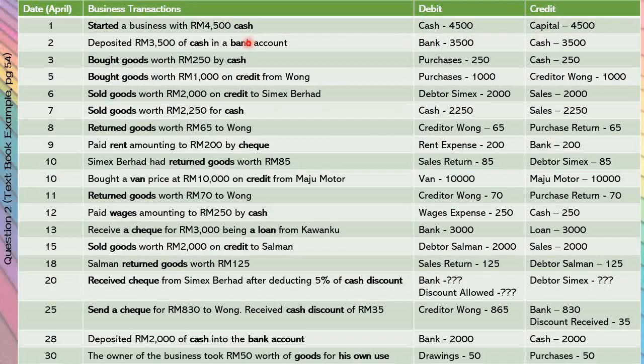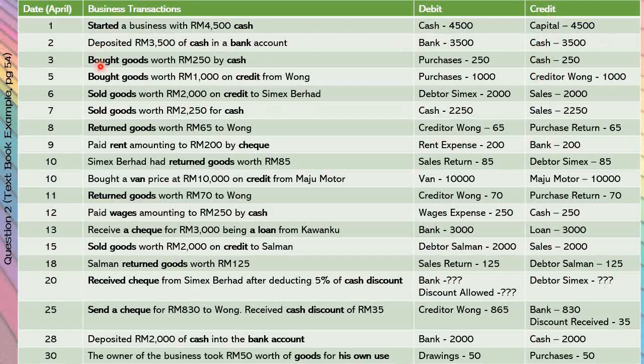They will act as your guideline when you do your ledger later on. Okay, untuk nombor 2 pula, deposited 3,500 of cash in a bank account. So items that are relevant here are the cash and the bank. So awak tahulah account apa nak buka. Kita nak buka account cash, kita nak buka account bank. Okay, so kita keluarkan duit daripada cash dan masuk dalam bank. So bank bertambah, debit bank, cash berkurang, credit cash. Bila asset berkurang, kita kredit lah.